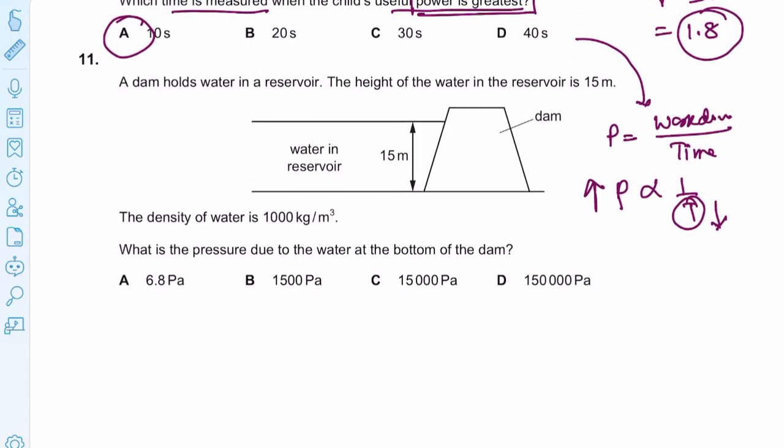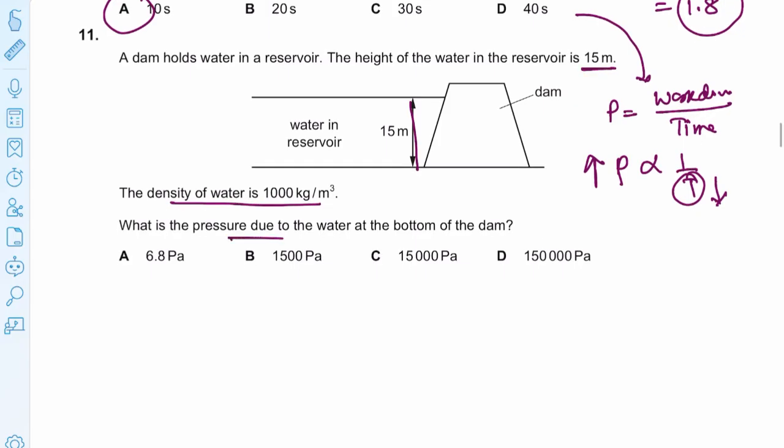Question number 11. A dam holds water in a reservoir. The height of water in the reservoir is 15 meters. You can see here the height is given as 15 meters, right? The density of water is given as 1000 kg per meter cubed. What is the pressure due to water at the bottom of the dam? We need to find the pressure.